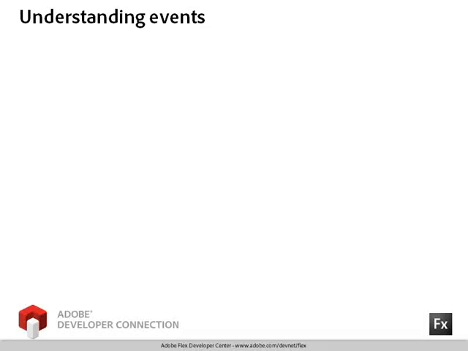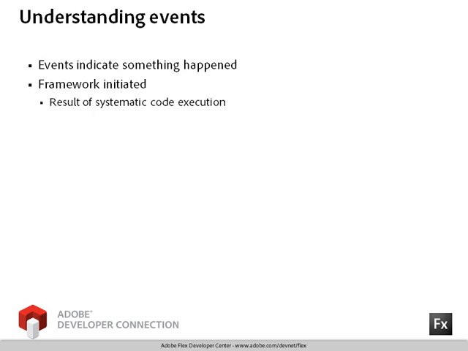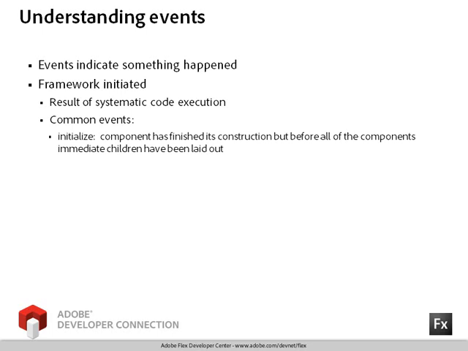Let's start by defining events. An event indicates that something has happened in your application. There are framework-initiated events that are the result of code execution. For instance, the initialize event exists for all UI components and will dispatch when the component has finished its construction, but before all of the component's immediate children have been laid out.